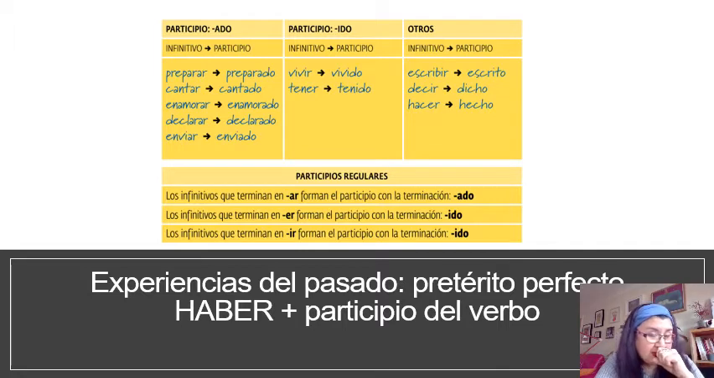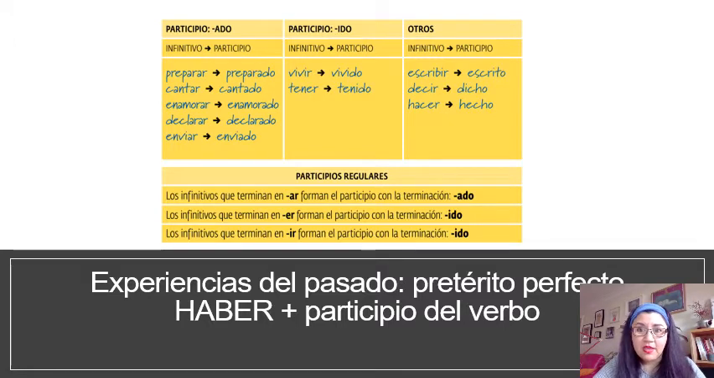In your middle column, vivir and tener are ir and er ending verbs. Your participle is made with the ending ido. Vivido and tenido. So you keep the stem, viv, and then you say ido, vivido. Tener, you keep the stem, ten, and tenido. So far, so good.